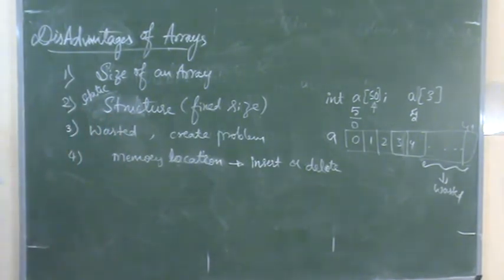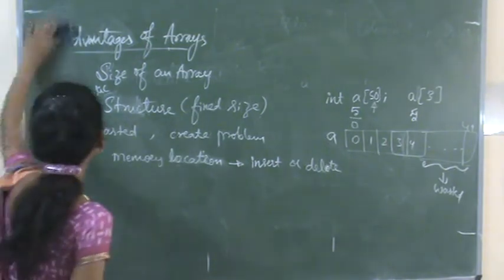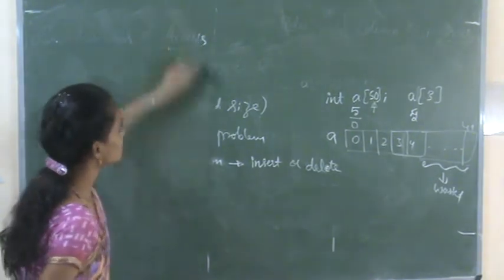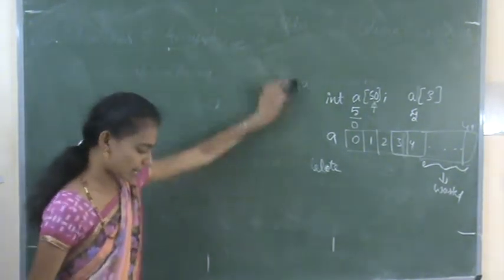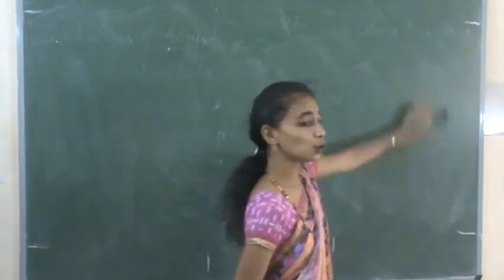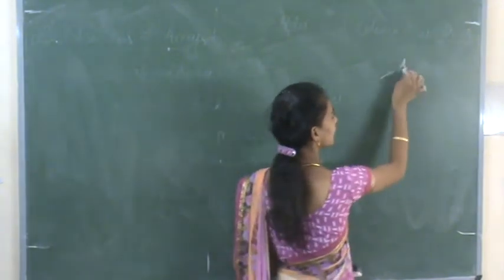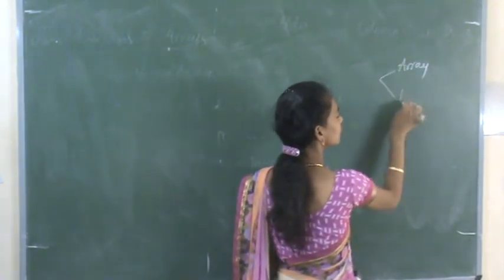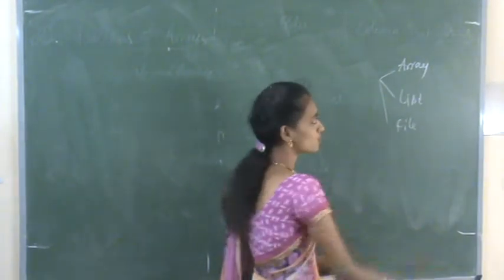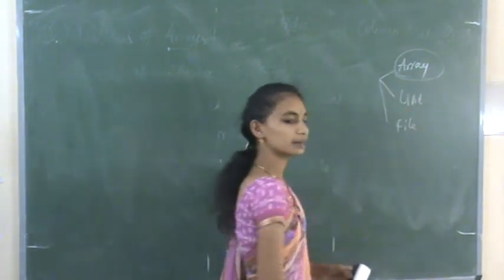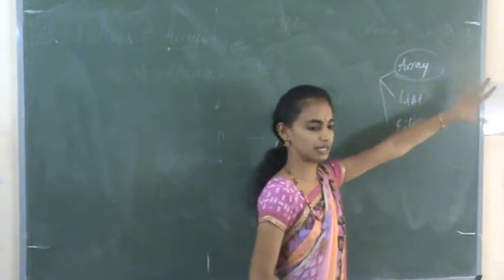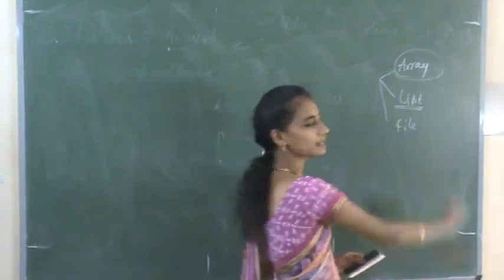I think you remember the classification of data structure. In that we have two types, primitive and non-primitive data types. The non-primitive data type is divided into three parts: one is array, another one is list, another one is file. So we studied one concept, that is array, and in this array we have different types that will be studied. Next concept is list.